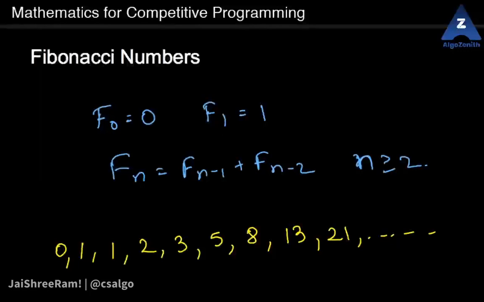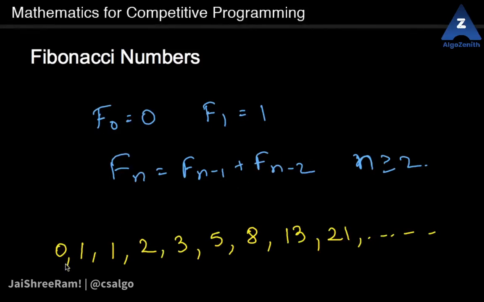Hi, in this particular video, we'll be talking about Fibonacci numbers. So the Fibonacci number series is generated using the base cases of f(0) equal to 0 and f(1) equal to 1, and using this recurrence relation, quite famously known as f(n) equal to f(n-1) plus f(n-2). That is the sum of the previous two terms.